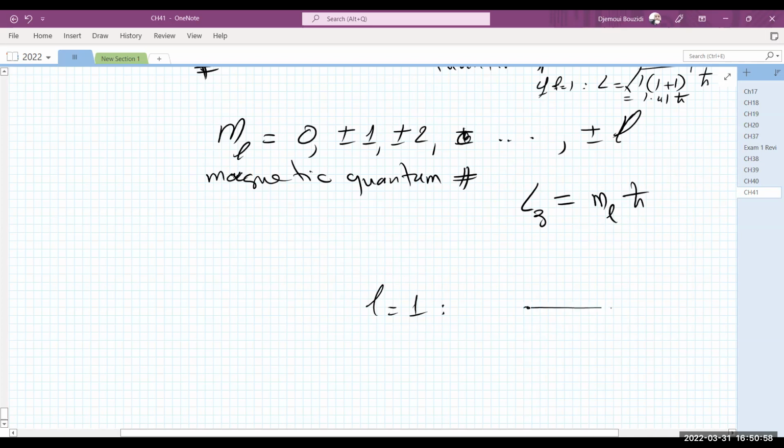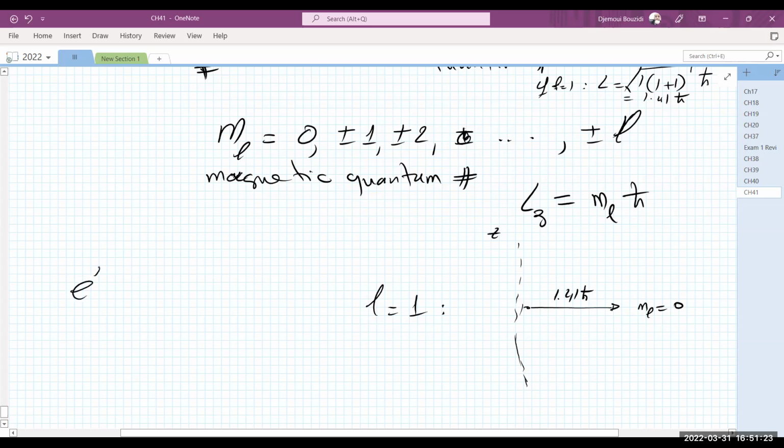Either 0 component, this is 1.41 h bar. Either 0 component along the z-axis, and that corresponds to ML equals 0. There is no component. So this is still my z-axis, okay? My z-axis is along this direction. So this vector has no component. So L is still there, but ML in this case is 0.